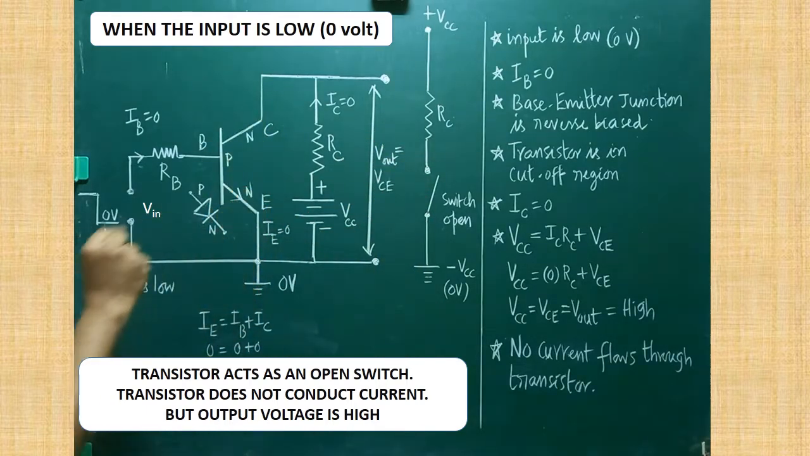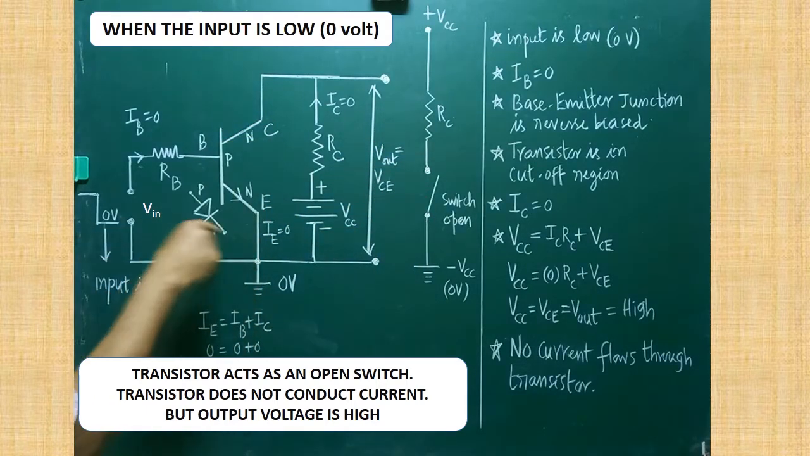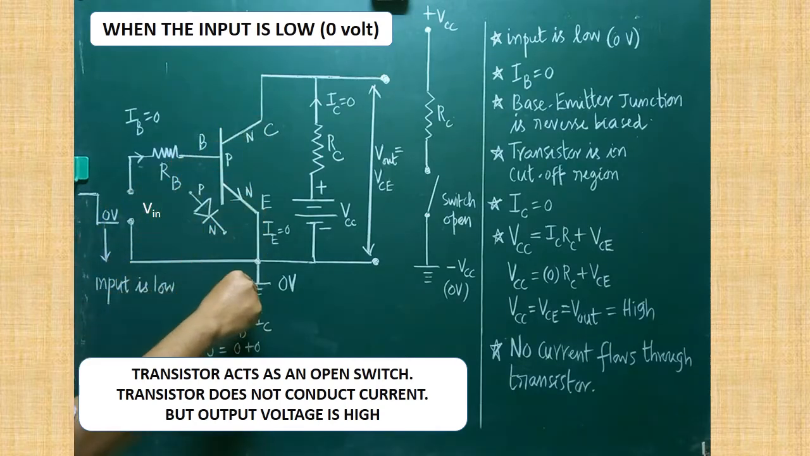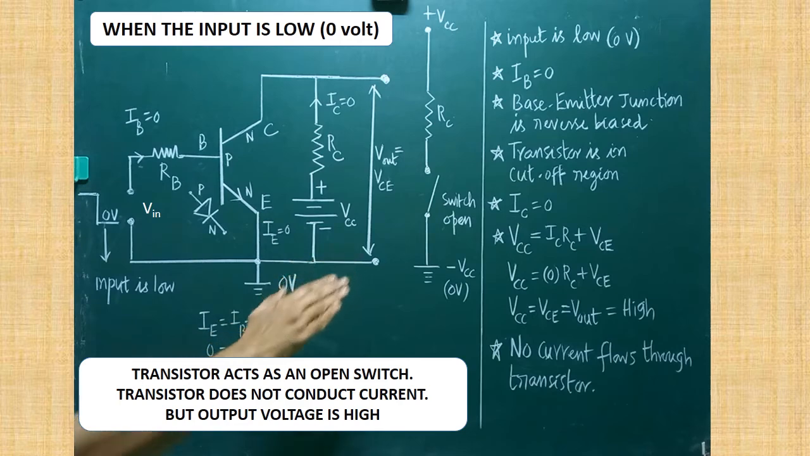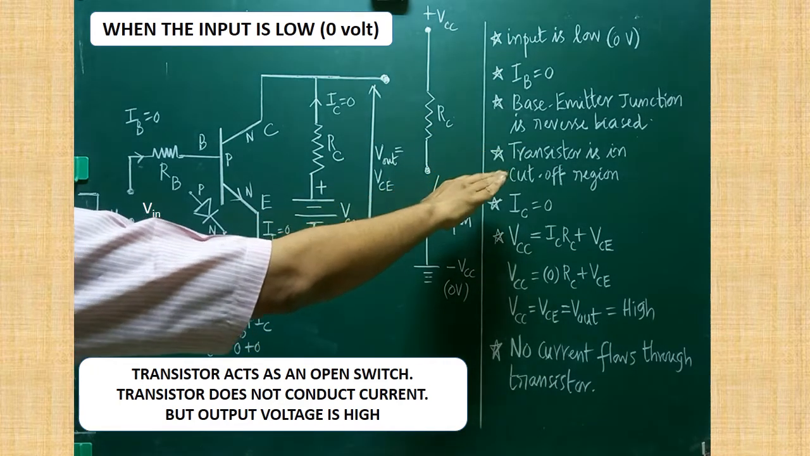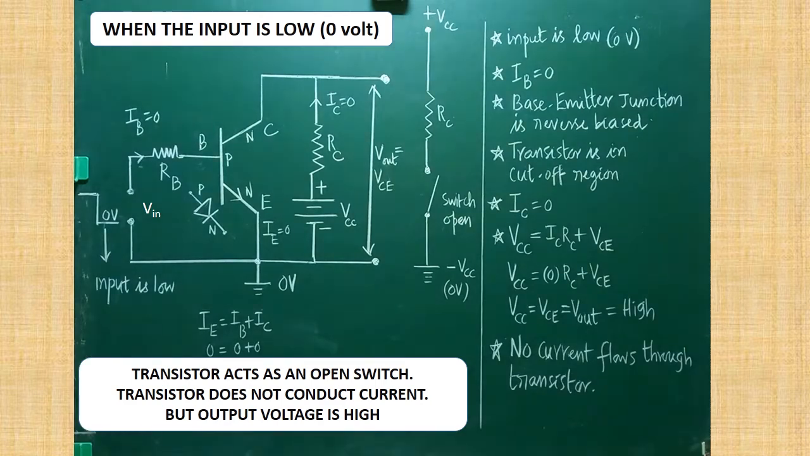Here also current is not flowing. When current is not flowing, when 0 volt is given as input, there is no flow of current through the transistor. Now the transistor must be taken as being in the cutoff region. Are you clear? Cutoff region means there is no flow of current through this. Since IB is very low, 0, the transistor must be taken as being in the cutoff region.